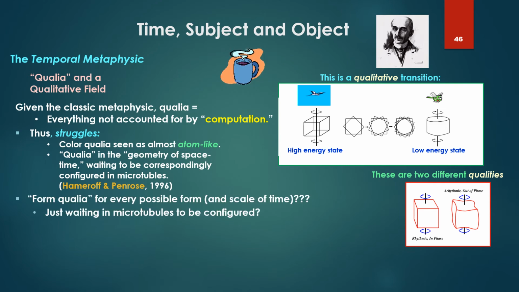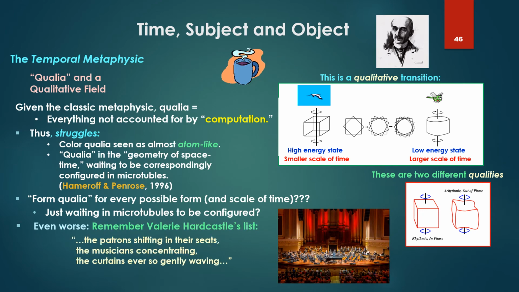So one would ask, well, are there form qualia then for every possible form and scale of time? Remember, again, we have just that qualitative change there. You have a smaller scale of time for the rotating cube, a larger scale of time for the spinning cylinder, form of the cube. So are all these form qualia just waiting in microtubules to be configured? Even worse, remember Valerie Hardcastle's list, the patrons shifting in their seats, the musicians concentrating, the curtains ever so gently waving. All qualities of dynamic changing form. Are they all sitting in microtubules? You see the difficulty.